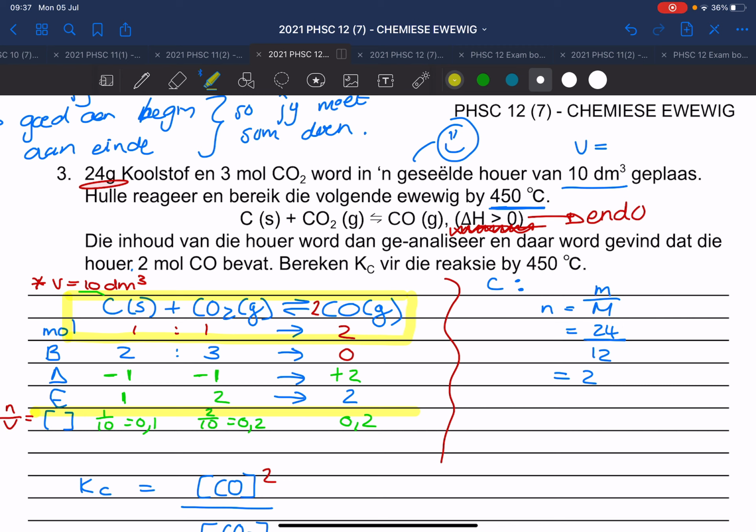Okay. Right, so dit is baie belangrik om te onthou. Jy moet dit verstaan. Okay? Then the second thing, I explained this at the beginning of this chapter.